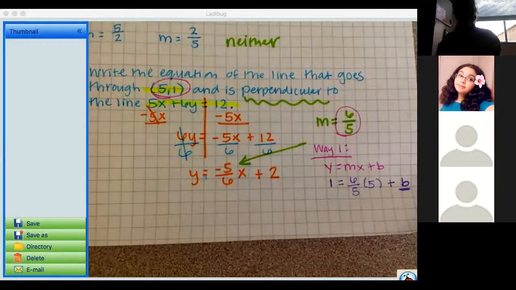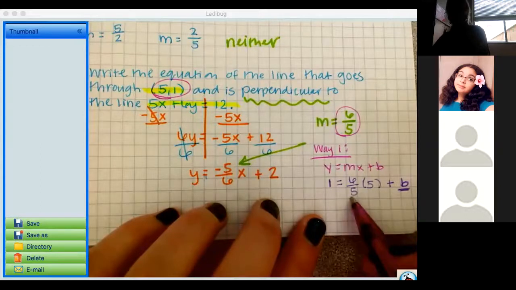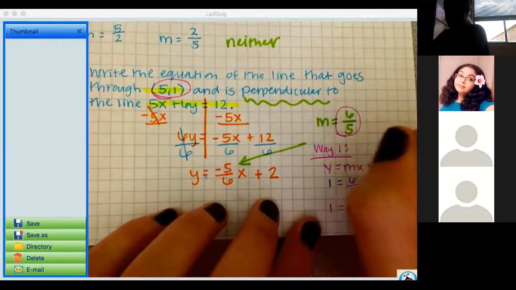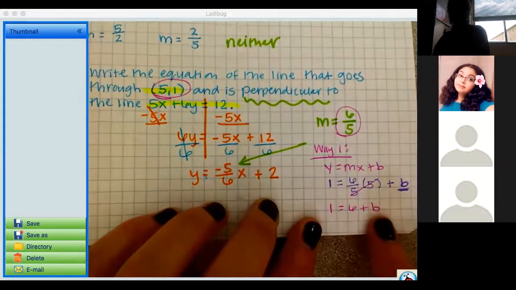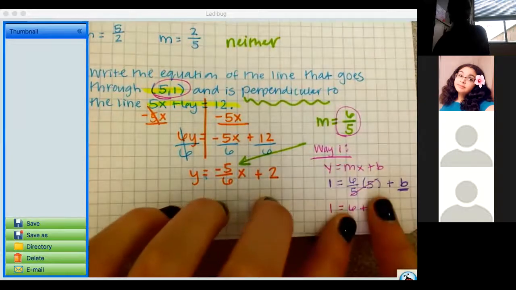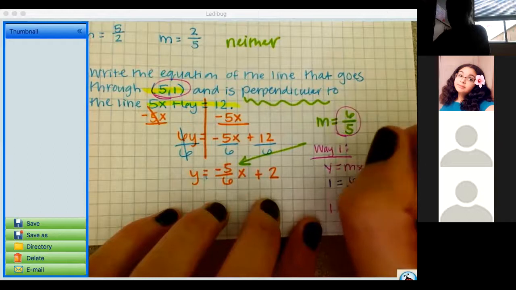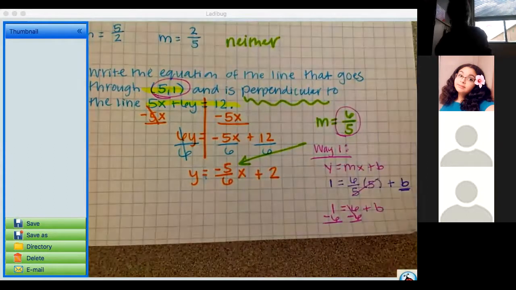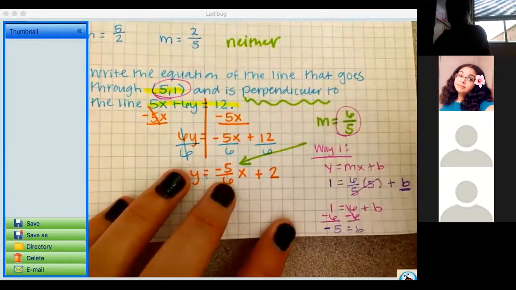So let's review from middle school. What happens to these two 5s right here? They cancel. Very good. So 1 equals 6 plus b. And how do you get b by itself? How do we move that positive 6? Subtract it. So guys, what's 1 minus 6? Negative 5. Good, don't y'all miss that.